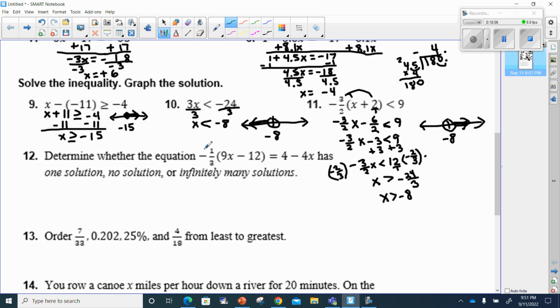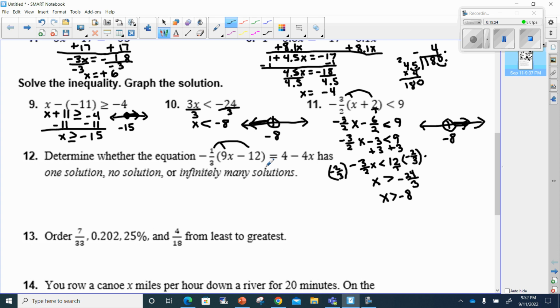All right, we're off to number 12. Determine whether the equation negative 1 over 3 times 9x minus 12 equals 4 minus 4x has one solution, no solution, or infinitely many solutions. All right, let's go ahead and break this down first. We know we have to use the distributive property, so let's multiply these numbers across.